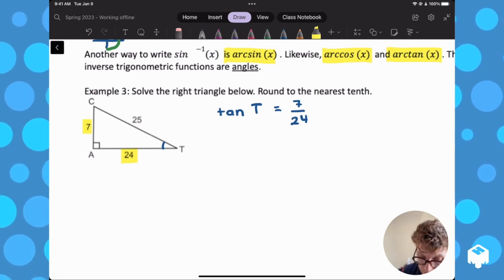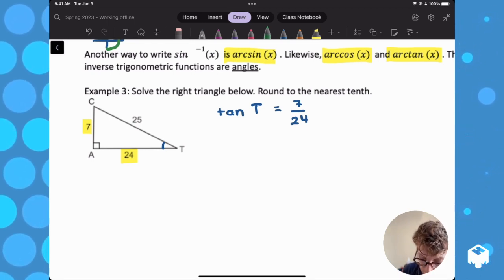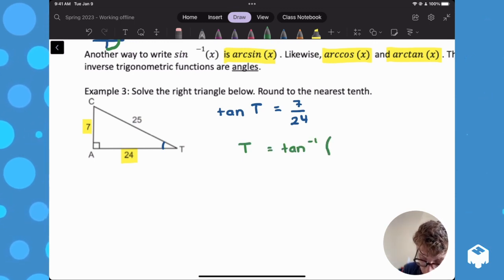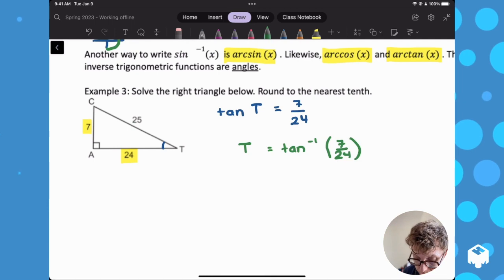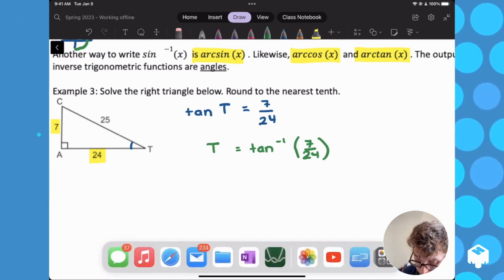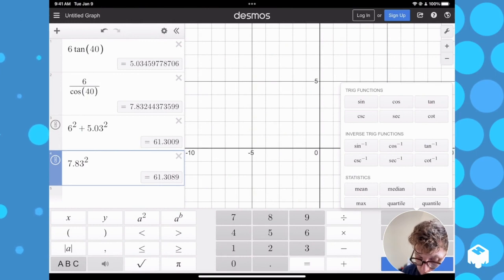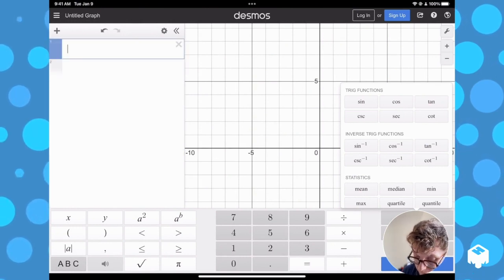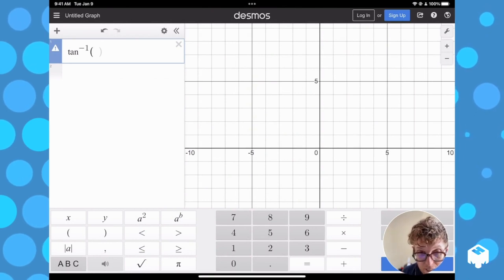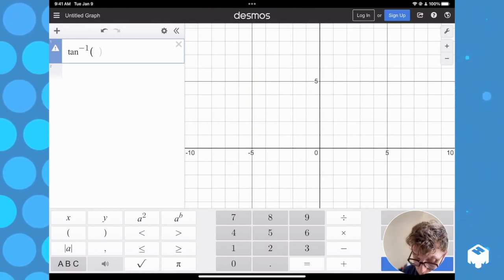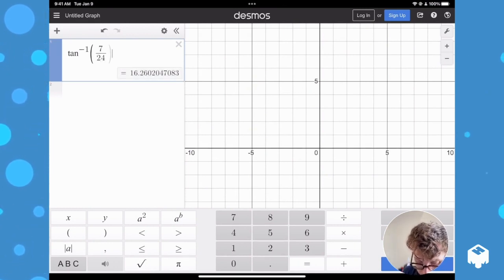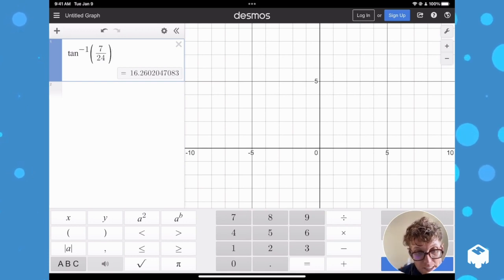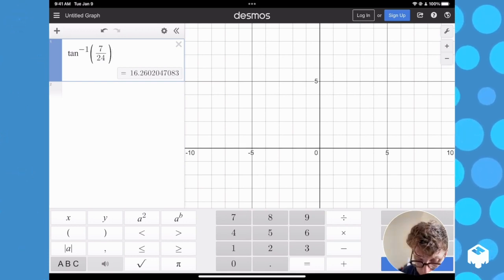I can use the inverse tangent to move the tangent to the other side, to get rid of the tangent on the left-hand side. And so now I need a calculator, and I need to use my inverse tangent button. So inverse tangent, and I type in 7 over 24. Again, make sure your calculator is set up in degrees. And we see that we get an angle of 16.26 degrees.